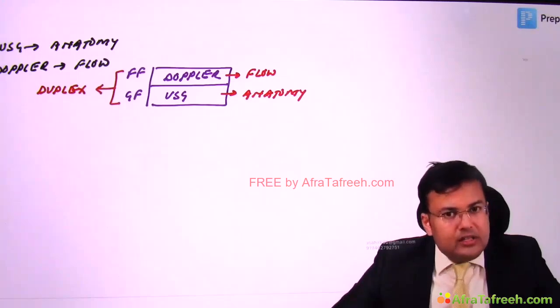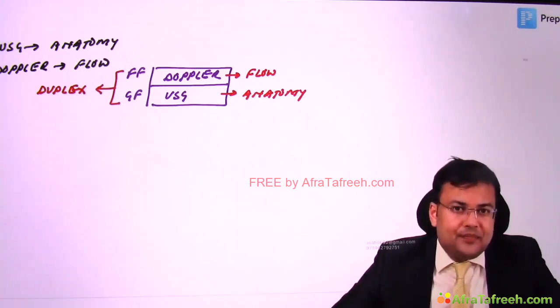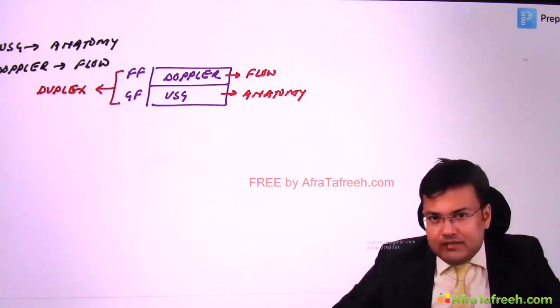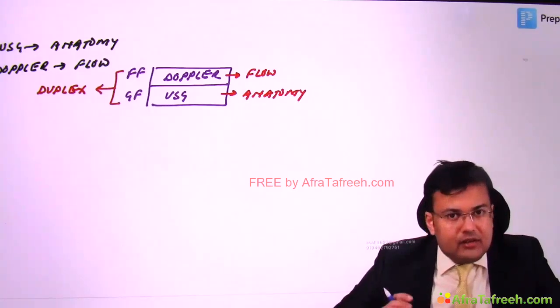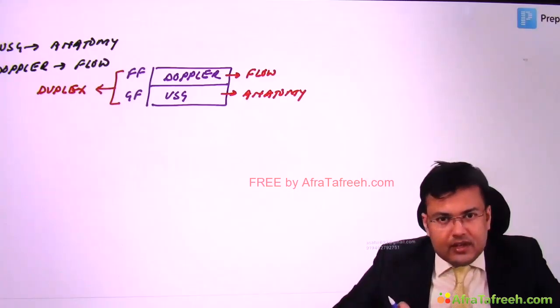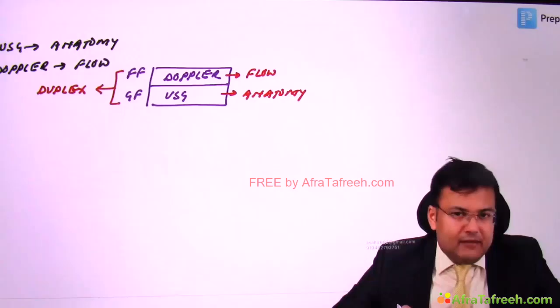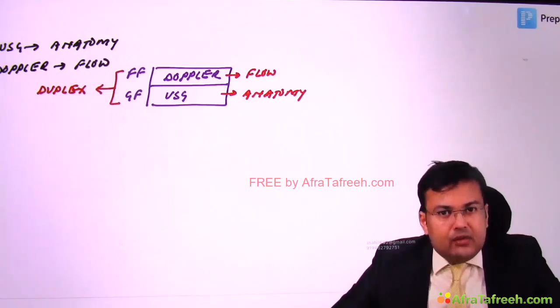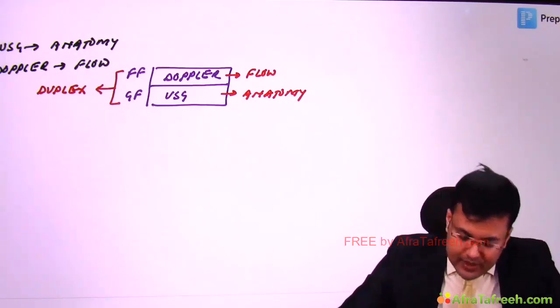So to assess all these, what do you need? You need duplex. Suppose we want to diagnose the DVT. In DVT, we have to see whether flow is increased or decreased, what is the location of the thrombus, and the anatomy. So in DVT as well as in varicose vein, we need what? Duplex. Clear?